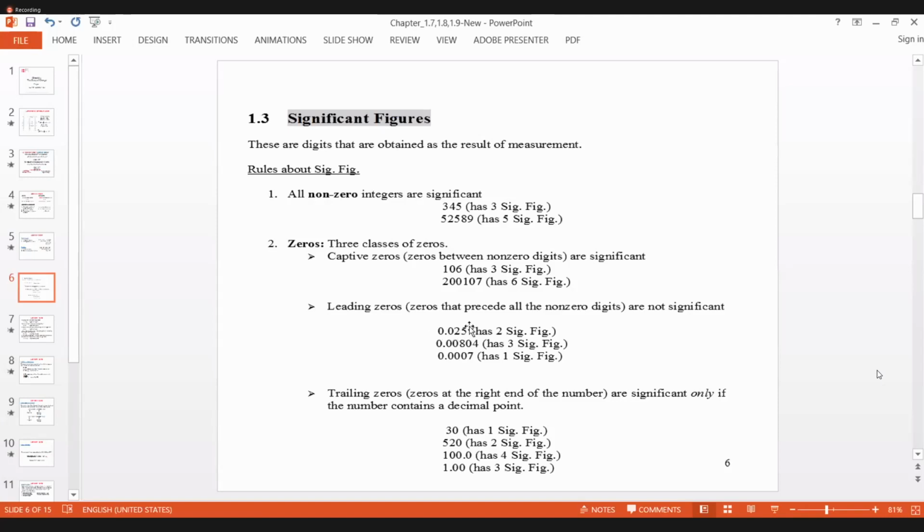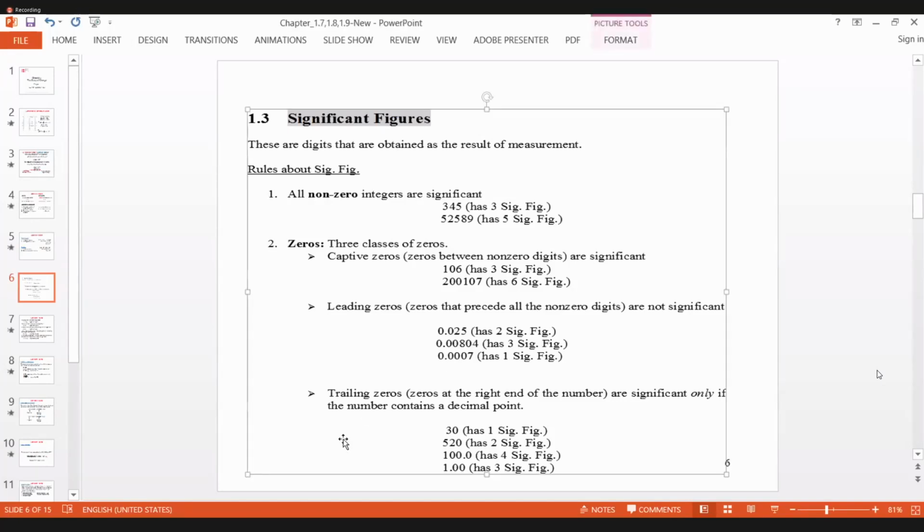So in the first case, you have only 2 significant figures, 2 and 5, because 0 cannot be counted. Second one, you have 3 significant figures, 8, 0 and 4. In the last one, you have only 1 significant figure, 7. That is all, 0 cannot be counted, it is deleted.